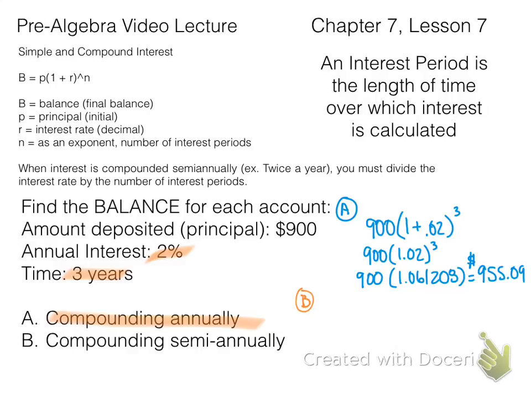So let's talk about part B, where it is compounding semi-annually. This is where we have to change up some stuff. It's still $900, but the interest rate is half, because we're doing it twice a year. But it also means that the number of interest periods, which is my exponent, is now 6. Because I'm doing it twice a year for 3 years, which means that's going to be 6. 2 times 3 is 6.